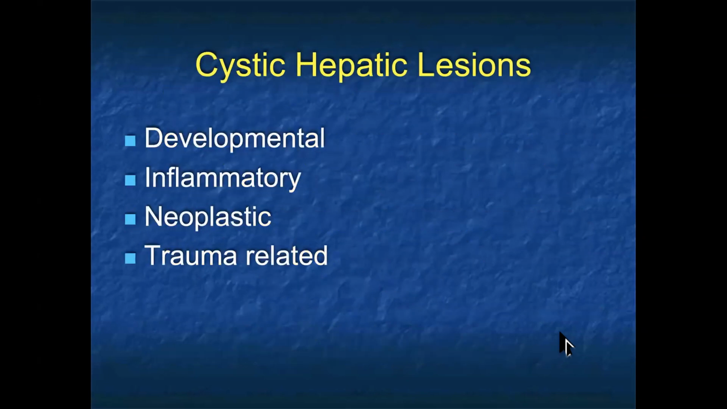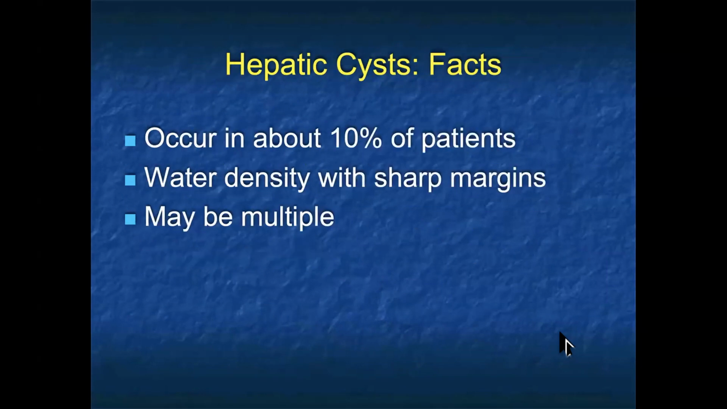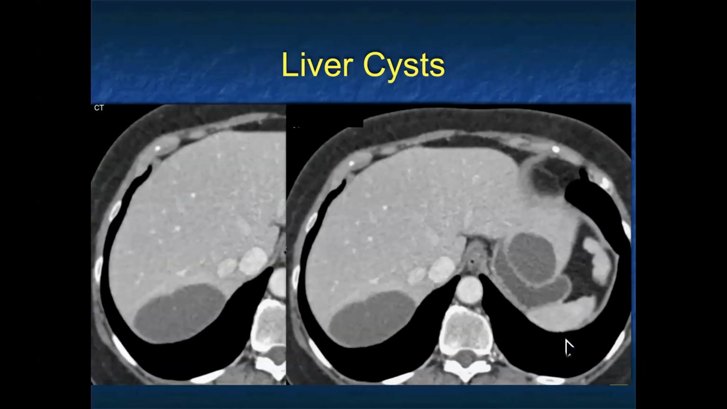So if you think about hepatic lesions, I like to think about cystic lesions and put them into the category of developmental, inflammatory, neoplastic, and trauma-related. When you think about hepatic cysts, they're very common. It's kind of like renal cysts, 10% of patients, invariably easy to diagnose. Most of them are under a centimeter. In fact, they get really difficult to diagnose when they're a couple millimeters, where you can't really tell much about the lesion. They can be single or they can be multiple.